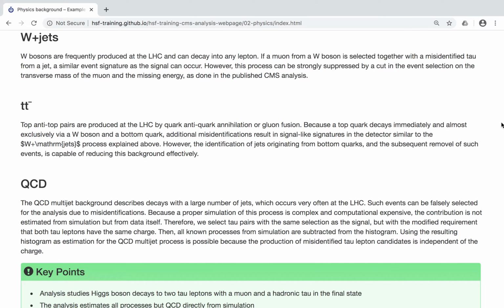This process can be suppressed by a cut in the event selection on the transverse mass of the muon and the missing energy, and this is done in the published CMS analysis. So there are additional ways you can cut backgrounds that we are not going to discuss in any more detail here.